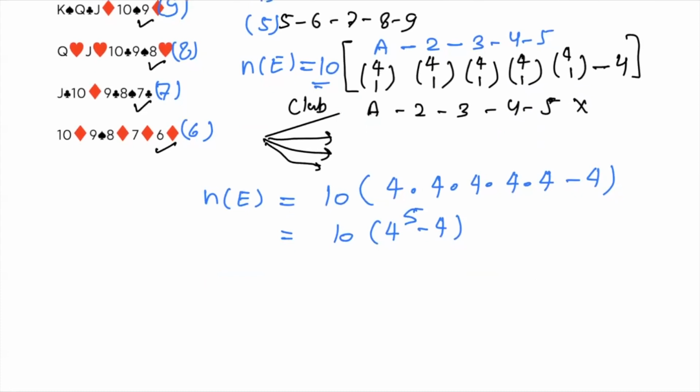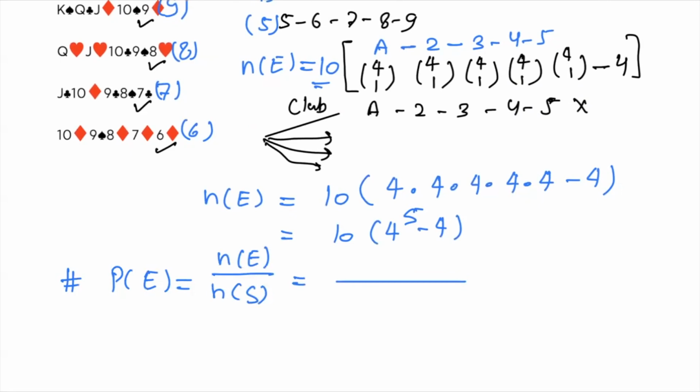Now, what is the probability? What is the probability of E, that a hand you have got is a straight? It is NE divided by NS there. So NS is, you have taken only 5 cards, so it is 52C5. And NE, as we have calculated, is 4 power 5 minus 4. You can simplify this term and you will be able to get the answer. I hope no issues are there. It should be easy for you.